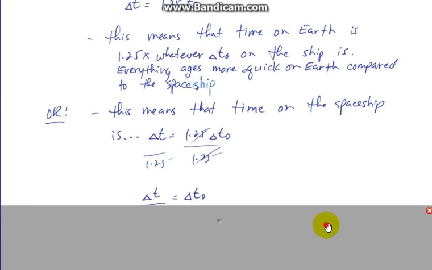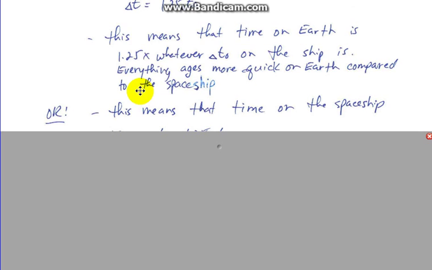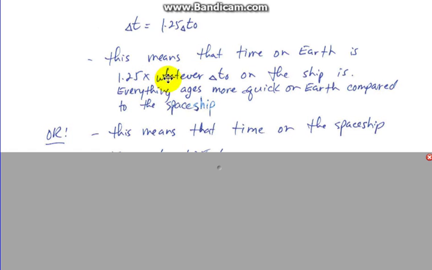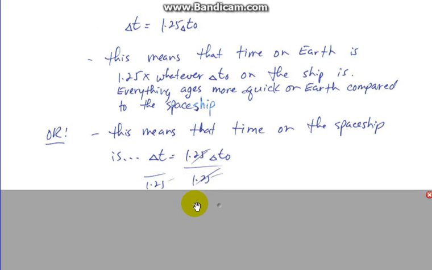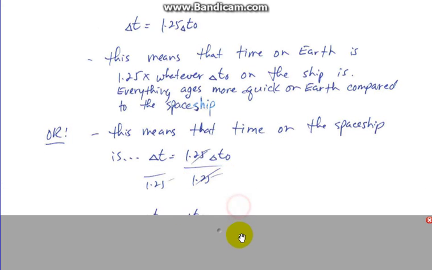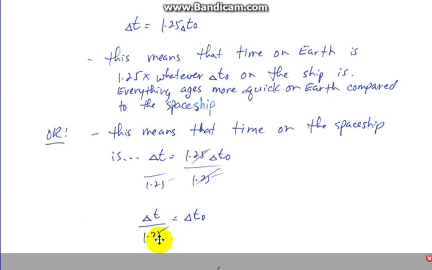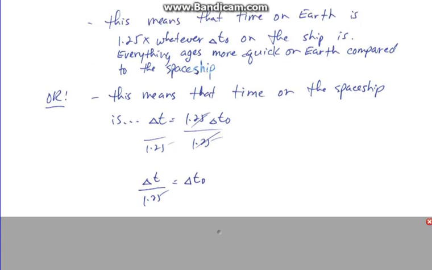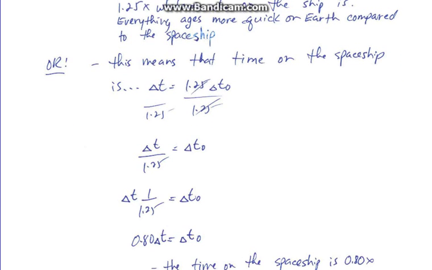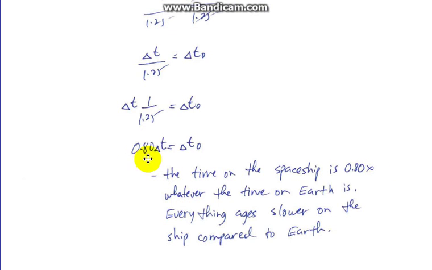Welcome back, Physics 30. We got cut off in that last video. So, again, whatever is experienced on that spaceship, people on Earth would experience 1.25 times whatever that time is. Or we could say that the time on the spaceship is whatever the time on Earth is divided by 1.25, which works out to be 0.8. So the time on the spaceship is 0.80 times whatever the time on Earth is.